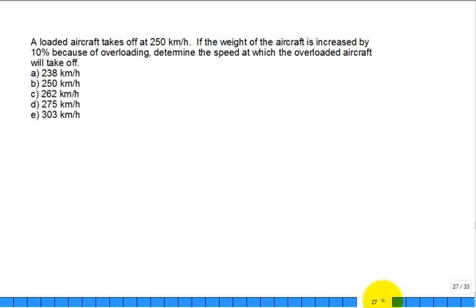Okay, a loaded aircraft takes off at a given speed, right? If the weight of the aircraft is increased by 10% because of overloading, determine the speed at which the overloaded aircraft will take off. Well, if you put more weight in it, does it have to go faster before it takes off or slower? It has to go faster. So right away, those answers are wrong. It has to go faster, but how much faster? Let's leave that for another question.